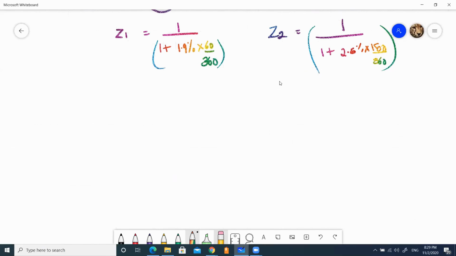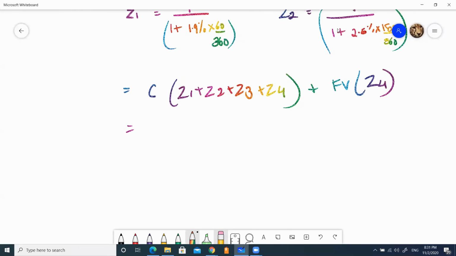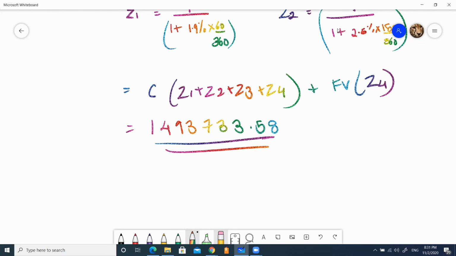And once you've done them, what is going to be your valuation? Your valuation is going to be using the formula: coupon multiplied by Z1 plus Z2 plus Z3 plus Z4, plus your face value multiplied by the fourth discount factor, Z4. And then your valuation amounts to 1,493,733.58. This is your valuation in dollars.